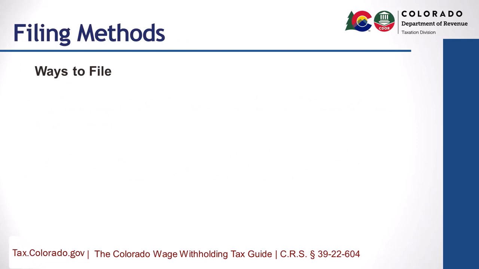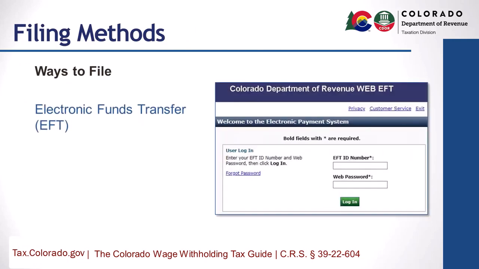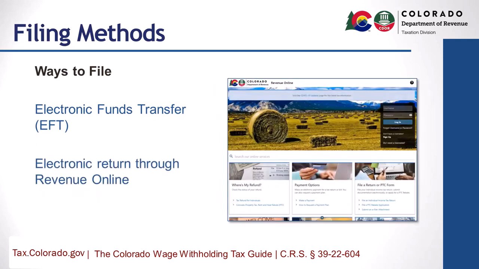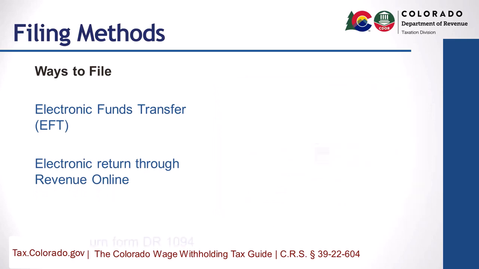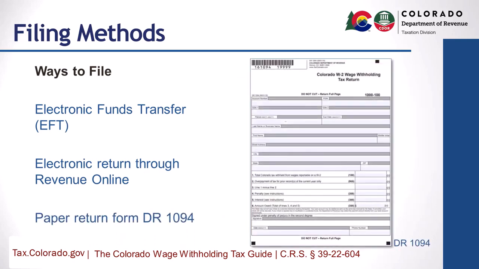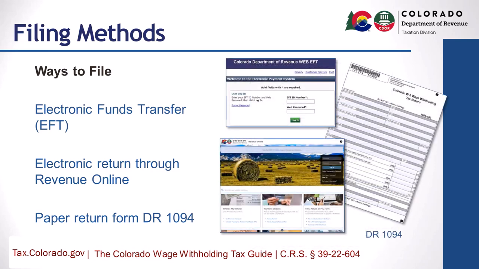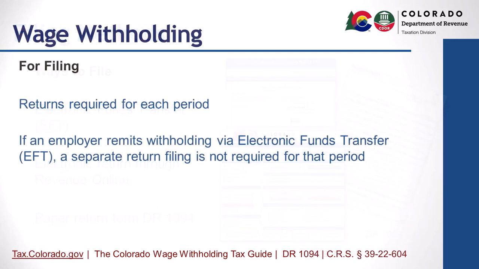In general, there are 3 filing methods for Colorado wage withholding: making a payment by electronic funds transfer, or EFT, filing electronically through Revenue Online, or filing using the paper form DR 1094. The return method and payment method used should be the same to prevent processing delays and errors. A return is required to be filed even if there is no wage withholding to report. If there are no withholding amounts to report, a return reporting 0 withholding should be filed.